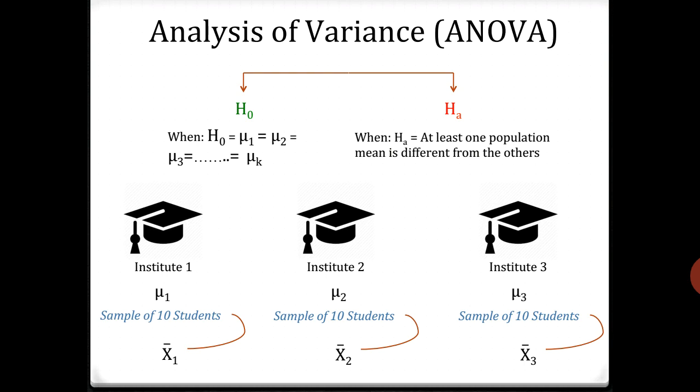If x1 bar is equal to mu1, then when we consider the null hypothesis, or when we have to prove the null hypothesis, it means that x1 bar should equal x2 bar should equal x3 bar. Then only do we accept the null hypothesis. If any one of these three sample means, let's say x2 bar, is different from x1 bar, and x2 bar is also different from x3 bar, then we have to reject the null hypothesis and accept the alternate hypothesis.